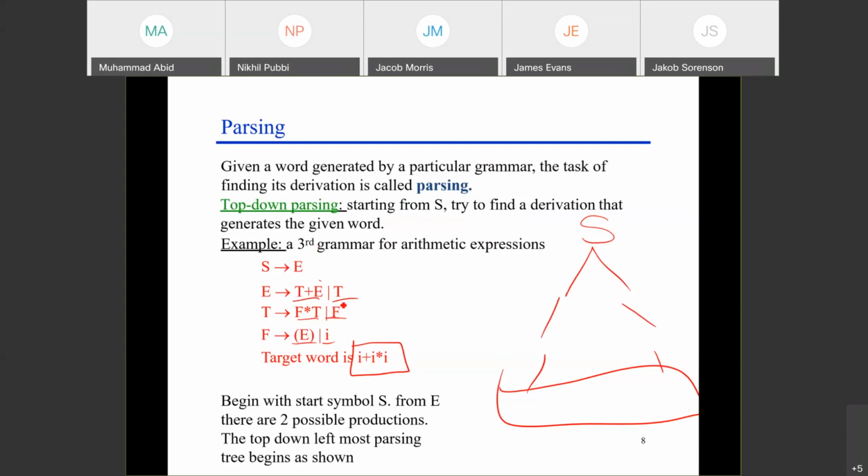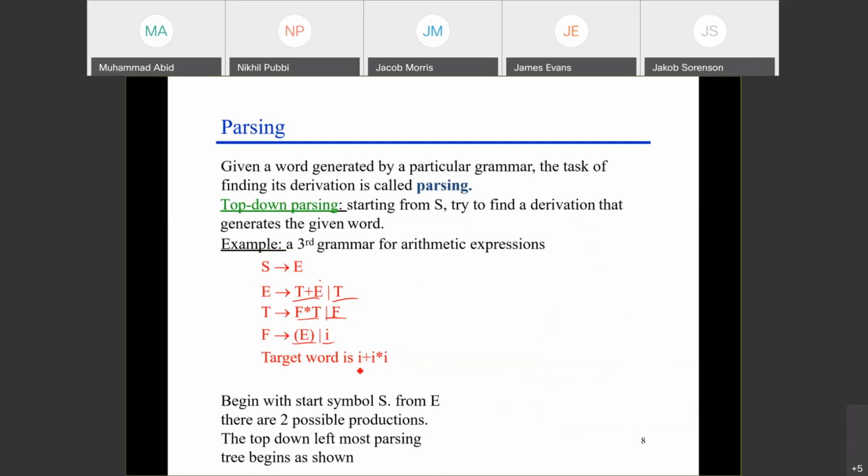How many start production rules? We have only one start production rule, so we are forced to start with this production rule. And this is what we want to do now. What we want to generate is this word.